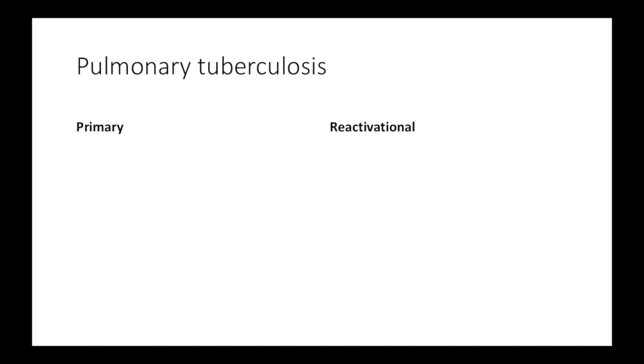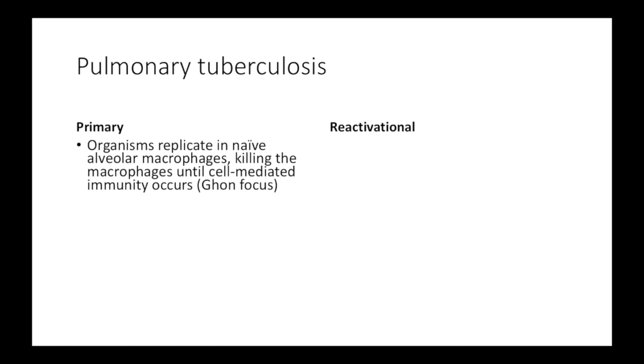So, just a little bit about how this disease process occurs. In primary infection, you have organisms replicating in alveolar macrophages, and the macrophages and the organisms are fighting each other, and the organisms are trying to kill off the macrophages until cell-mediated immunity occurs. So this is where you have a Ghon focus coming along, and I'll explain in visual form a little bit later.